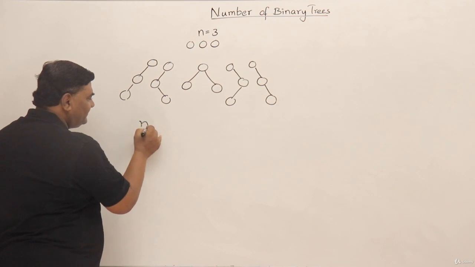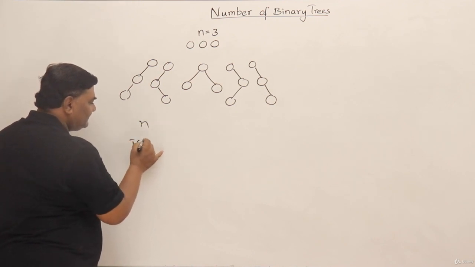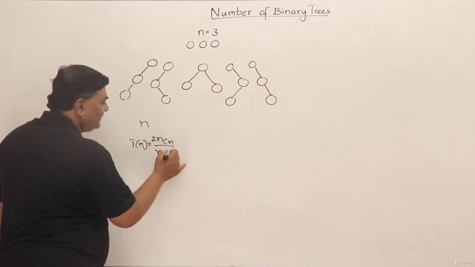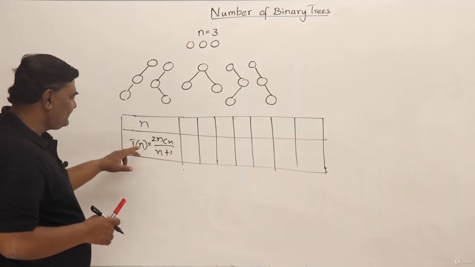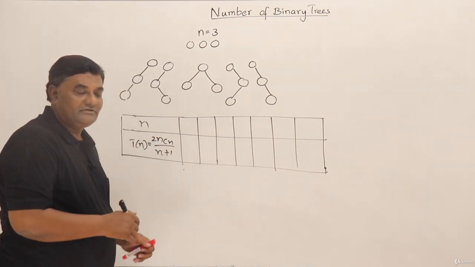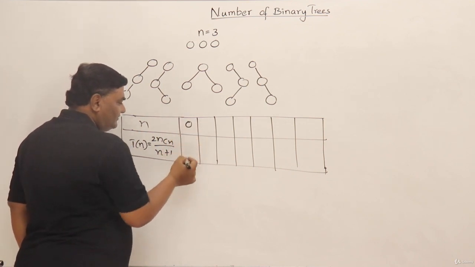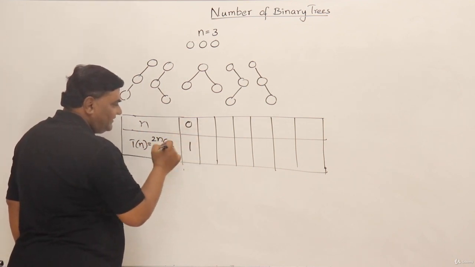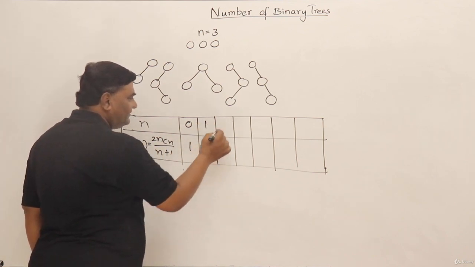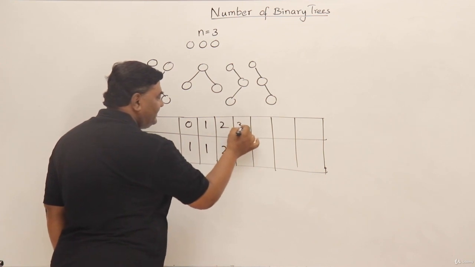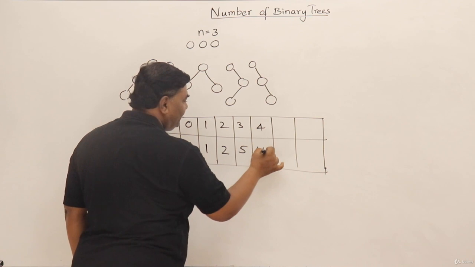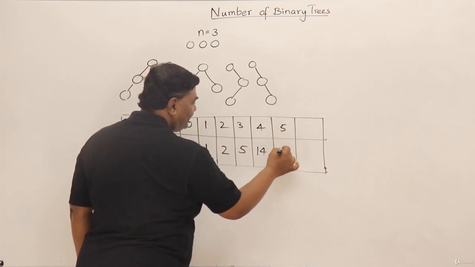If n is given, then the Catalan number Tn, we know the formula: 2n Cn by n plus 1. Here is the value of n, and this is the Catalan number. So I will take the values of n and write down the Catalan number values also. If it is 0, then if you put 0 in this formula, you get 1. Then if it is 1, it is still 1. For 2, it is 2. For 3, we know the answer directly, we just saw it. Then for 4, it is 14. For 5, it is 42.